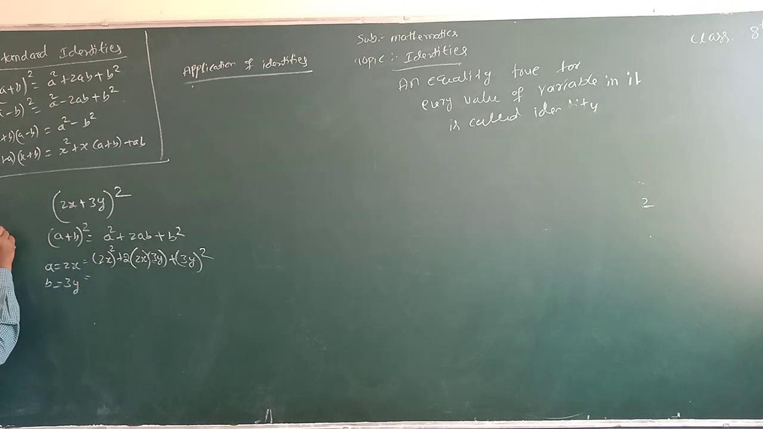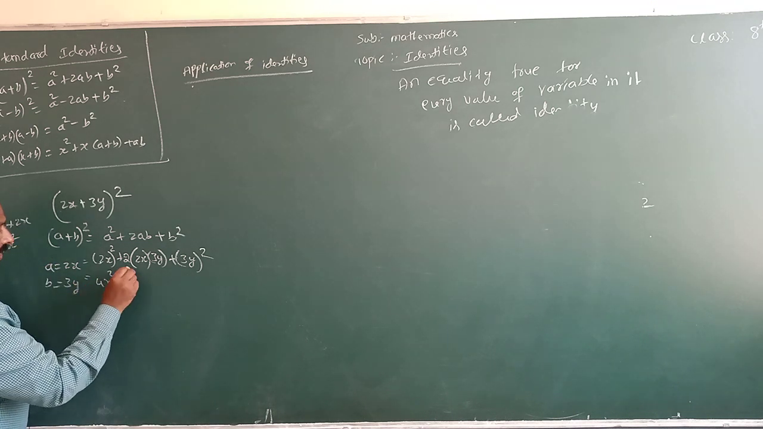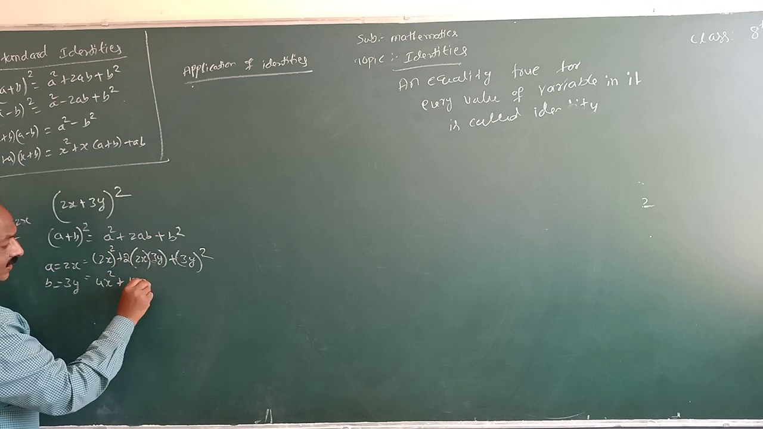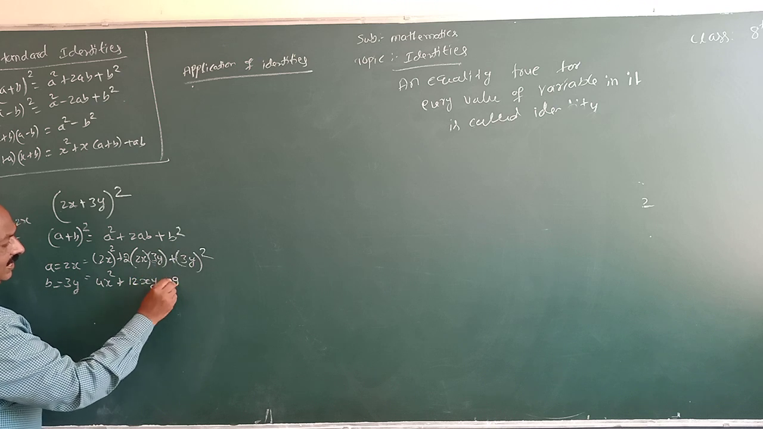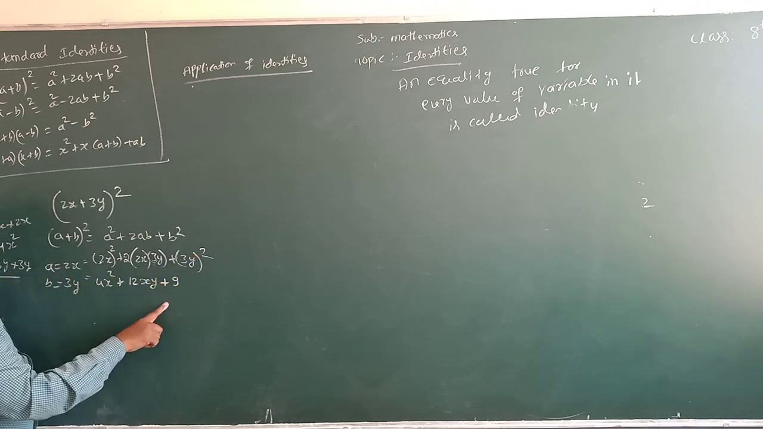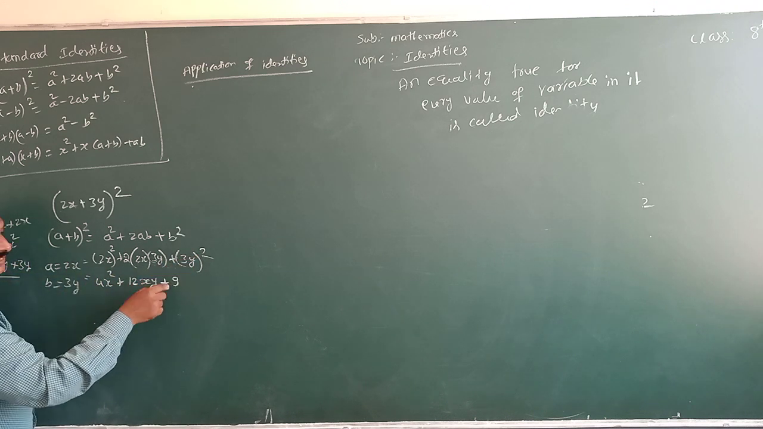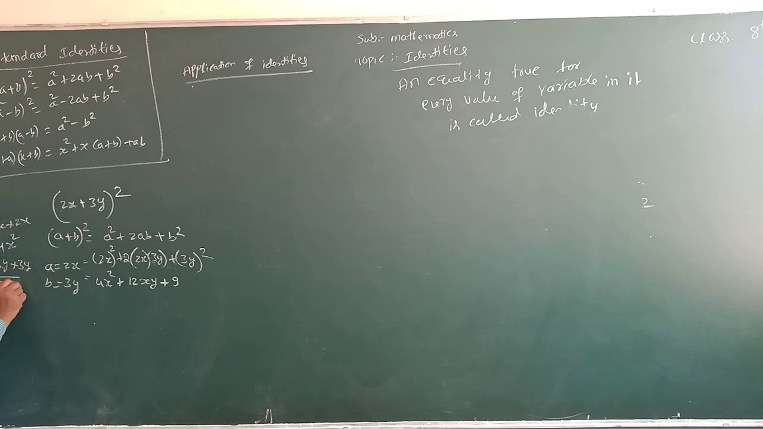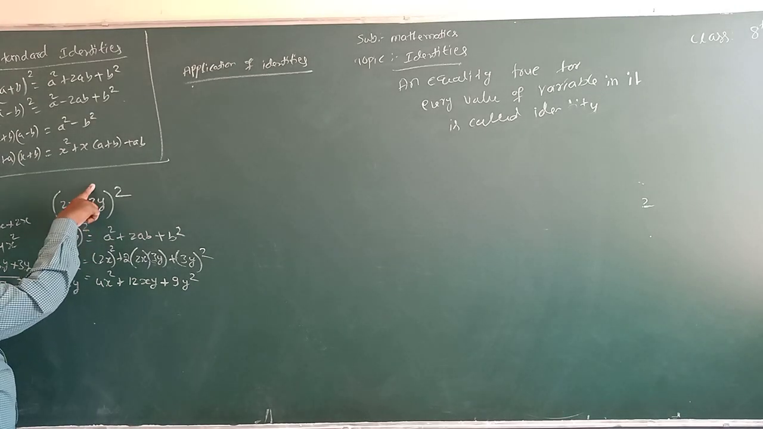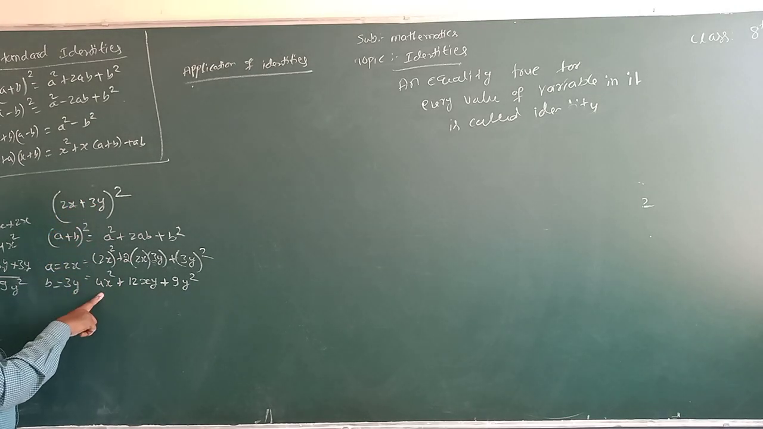(2x) whole square means multiply 2x into 2x. 2 2s are 4, x into x, x square, 4x square. Plus 2 2s are 4, 4 3s are 12xy. 3 3s are 9, again 3y into 3y. Don't write 3 3s are 6, no; 3 plus 3 is 6, but 3 3s are 9. y into y, y square. So the expansion of (2x + 3y) whole square is equal to 4x square plus 12xy plus 9y square.